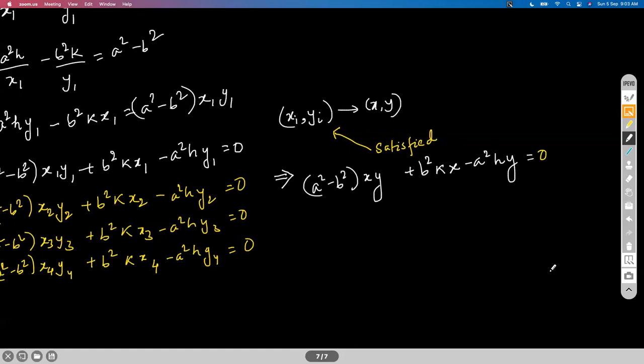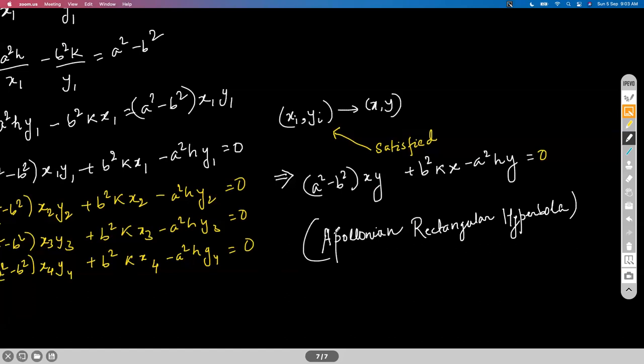By the way, this is given a special name. This is called the Apollonian rectangular hyperbola. If you remember, we had used this word Apollonian circle in case of a complex number last year. Correct. So a complex number which basically satisfies this locus condition, where k is not equal to 1, then z will trace an Apollonian circle.